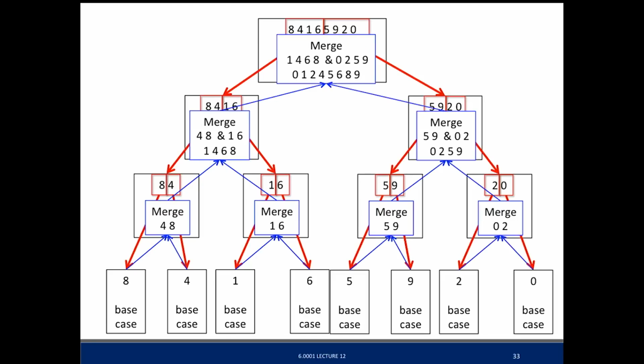I want you to see this because, again, you can notice how many levels are in this tree. Log n in the size, because at each stage here I went from a problem of 8 to 2 problems of 4. Each of those went to 2 problems of 2, and each of those went to 2 problems of size 1.